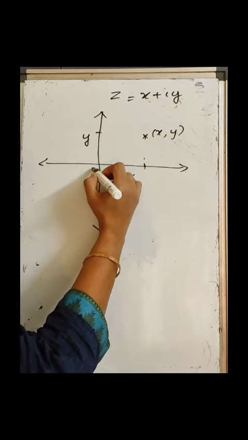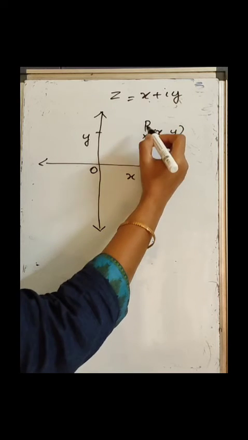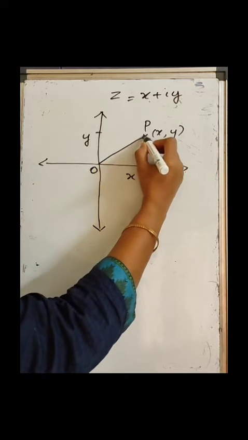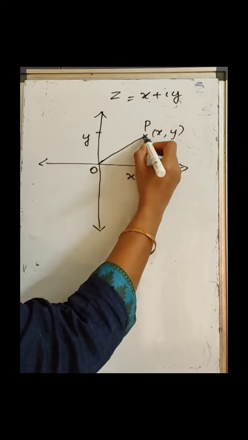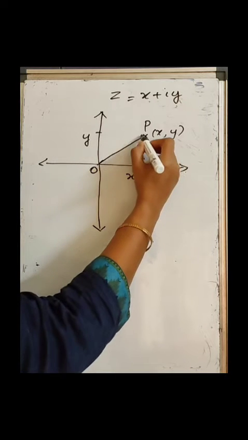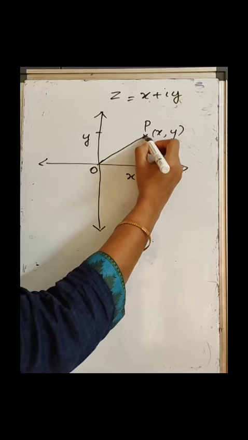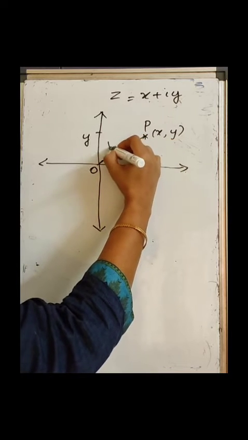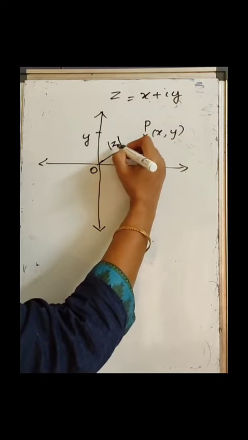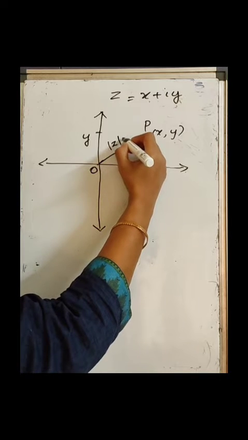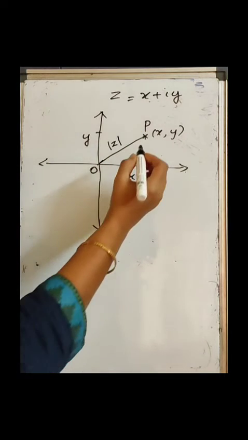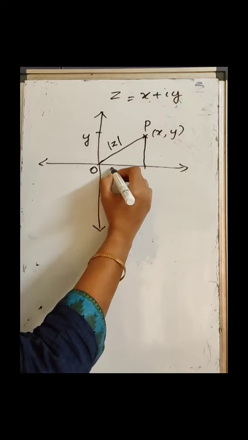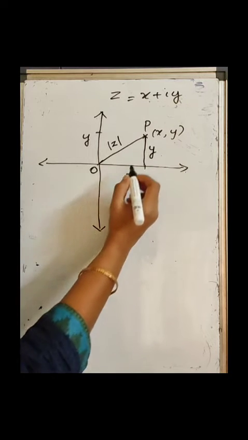Then if it is P, then OP, it is the distance from the origin to the point P, and this distance is termed to be the modulus of Z. This distance is x, this is y.